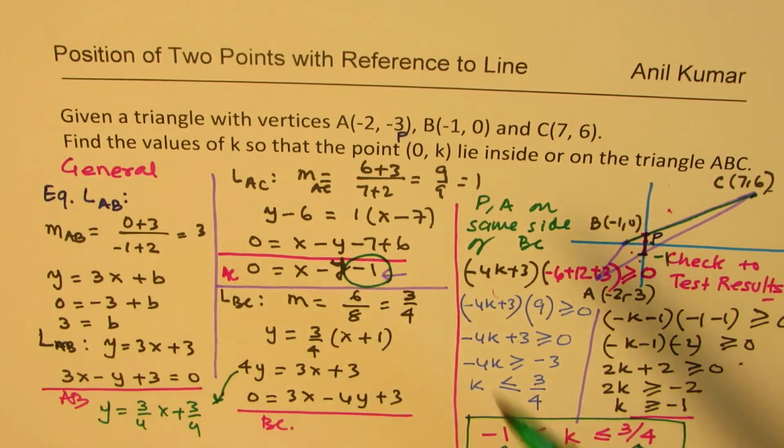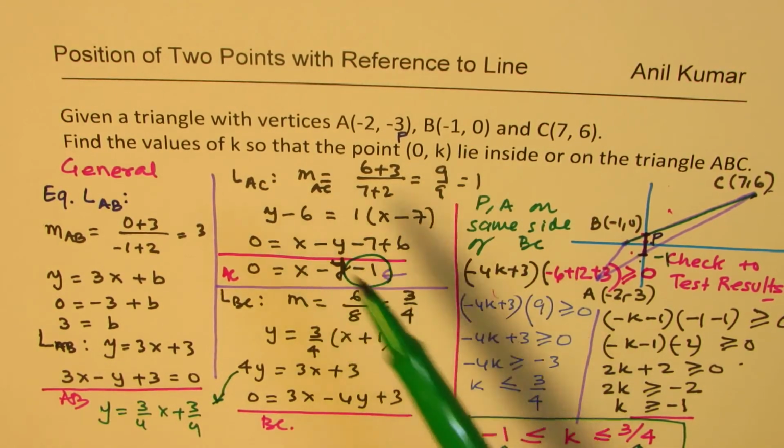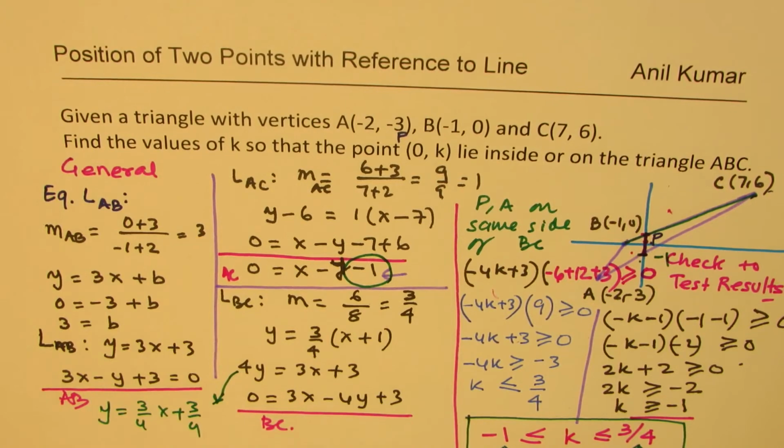Now, if the question was based on (0, k) or (0, something) on the other side, based on x-intercepts and y-intercepts, this is a much simpler question. However, if the point is generally in between, then the concept which you have seen in this particular video helps to solve. So I hope that makes sense.